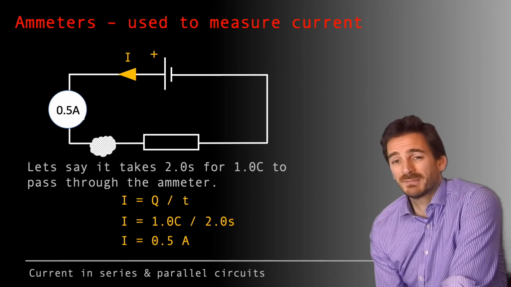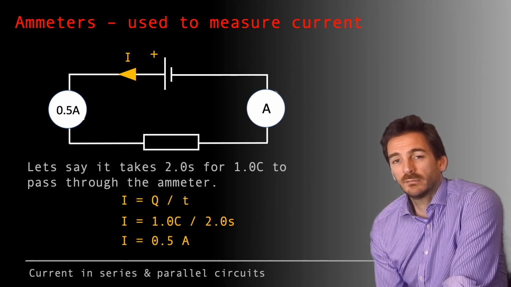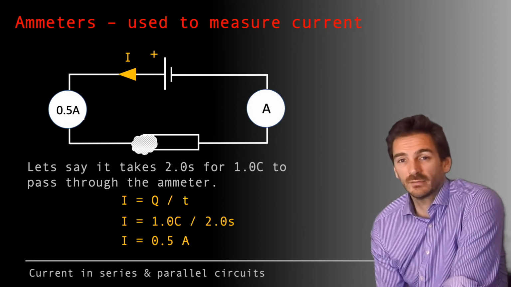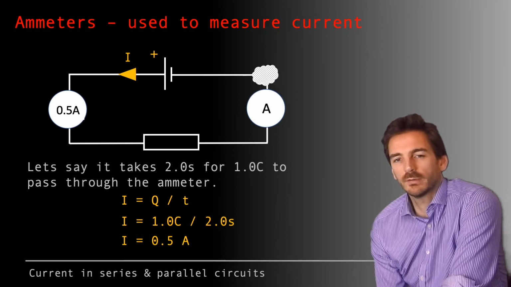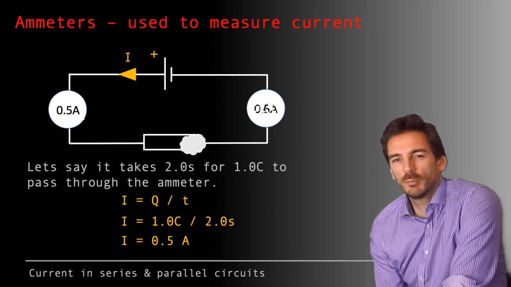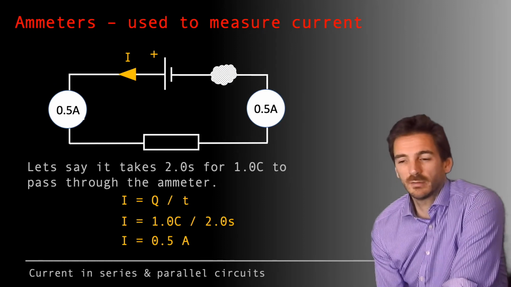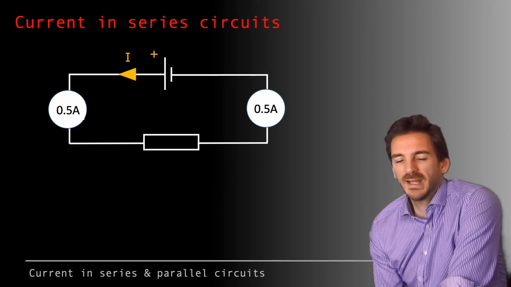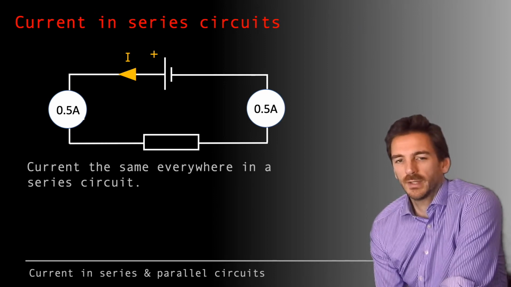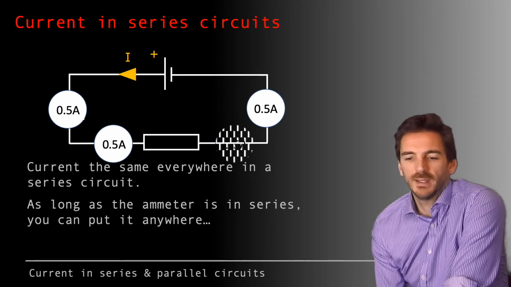But we could place the ammeter after the resistor, and if you look at the animation, it's okay actually. The rate of flow of charge is the same everywhere in the series circuit, so it's 0.5 amps after the resistor. So we could put the ammeter in either position, but in fact we could put it anywhere else in the circuit. We could put it here, we could put one here, there. We can put it anywhere.